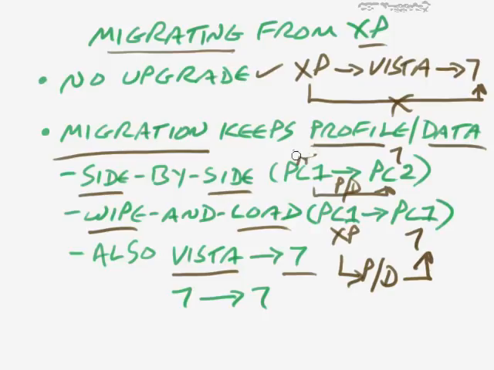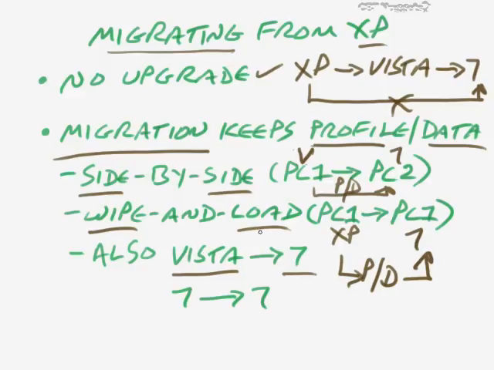Maybe we're upgrading all of our computers in the apartment. So let me erase XP there. Instead of XP, this could be a Windows Vista machine, and I want to do a wipe and load or a side-by-side. So I'm going to discard my PC1 or donate it to charity or something like that, but I've got to keep all the settings. So I'll have to do a migration to my new hardware, Windows 7.